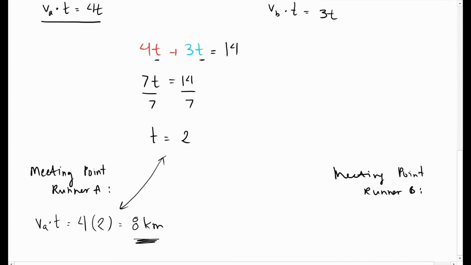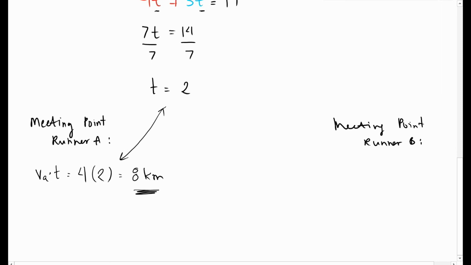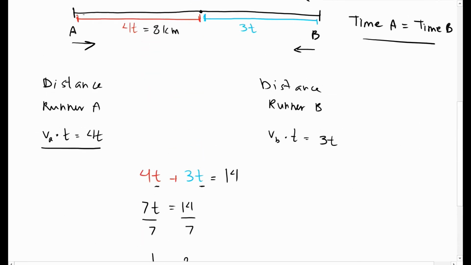And likewise for runner B, we take V_B times T. We know that runner B was running at a speed of 3. The meeting point occurs 2 kilometers after the run has begun. So this means that from the perspective of runner B, he or she will be meeting runner A 6 kilometers from his or her starting point.